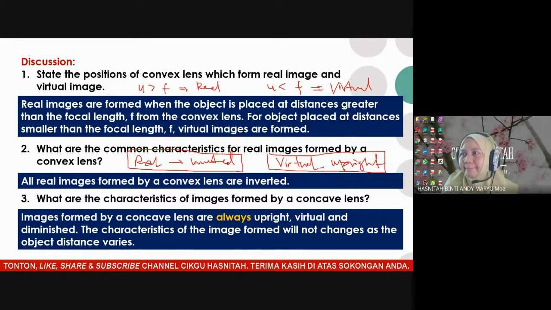Then question number 3: what are the characteristics of the image formed by a concave lens? Remember, students, for a concave lens, it does not depend on the position of the object.